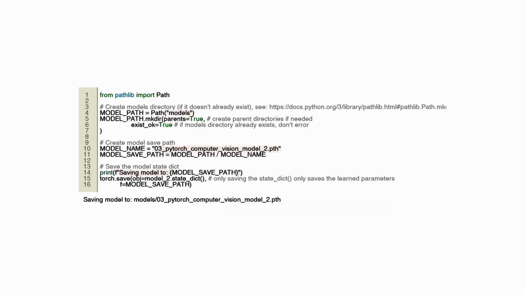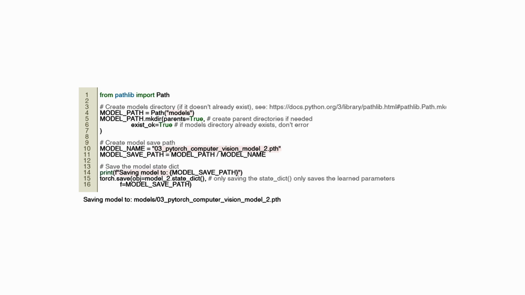This code first imports the Path module from the Python standard library pathlib. This module is used for manipulating file system paths and can be used to create new directories or files. Next, the code creates a path object named model_path, which represents a subdirectory, models. The next line calls the mkdir function on this path object, which creates the models directory if it doesn't already exist. The parents=True argument ensures that any necessary parent directories are also created. The exist_ok=True argument prevents an error from being thrown if the models directory already exists.